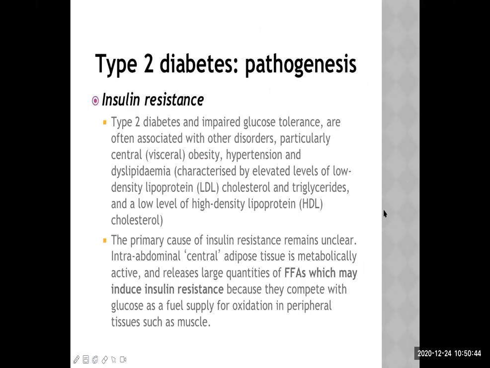Now, regarding the pathogenesis of insulin resistance, let us discuss. Type 2 diabetes and impaired glucose tolerance are often associated with other disorders like central or visceral obesity, hypertension, and dyslipidemia. This dyslipidemia means there are elevated levels of low density lipoprotein cholesterol and triglyceride, and a low level of high density lipoprotein. So let me explain this in another way.